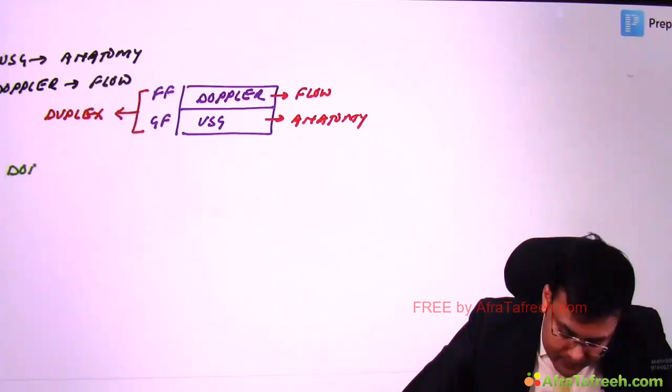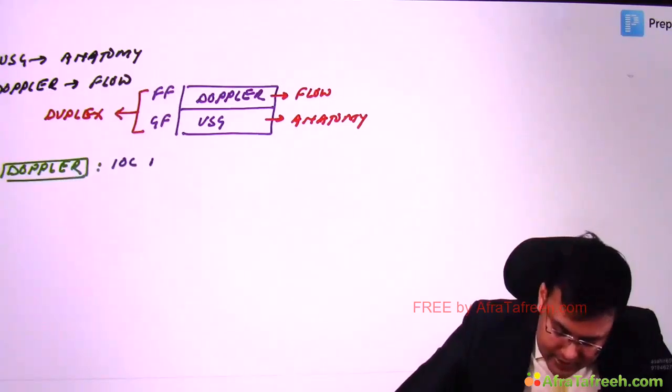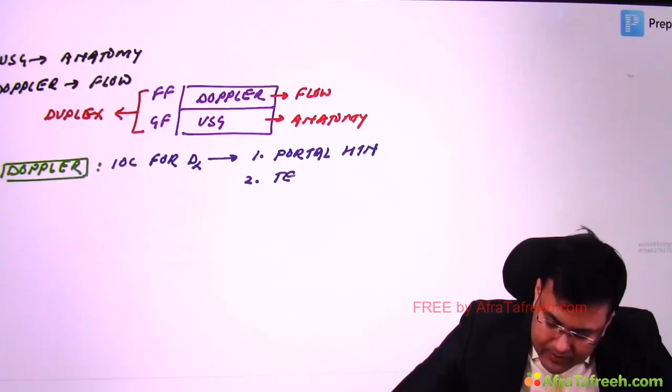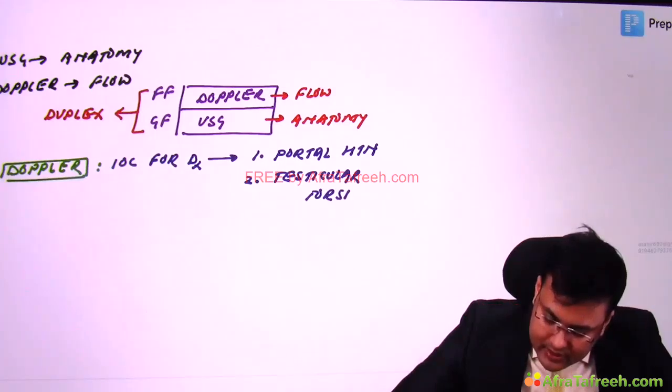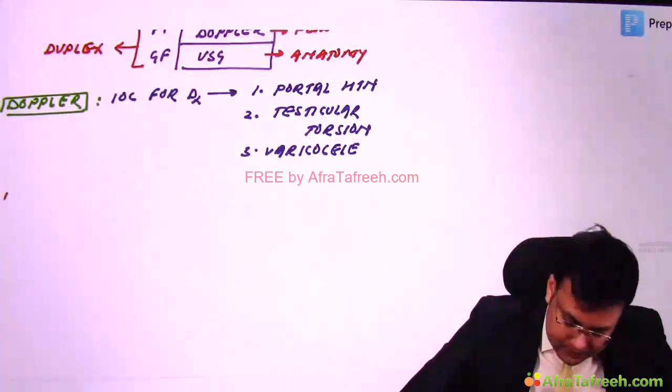Doppler is the investigation of choice for diagnosis of first, portal hypertension, second, testicular torsion, and third, varicocele. Simple. Next is duplex.